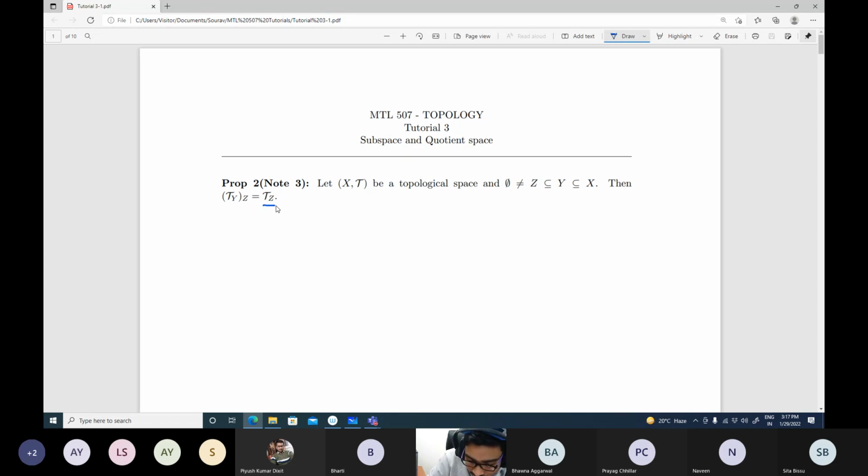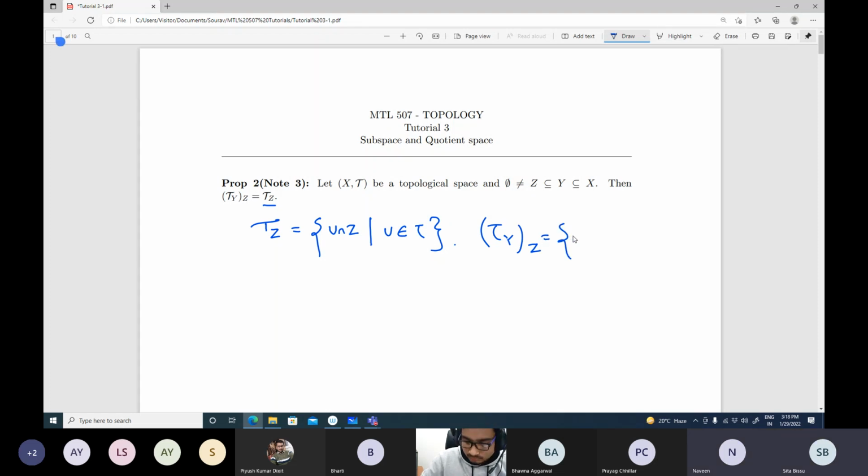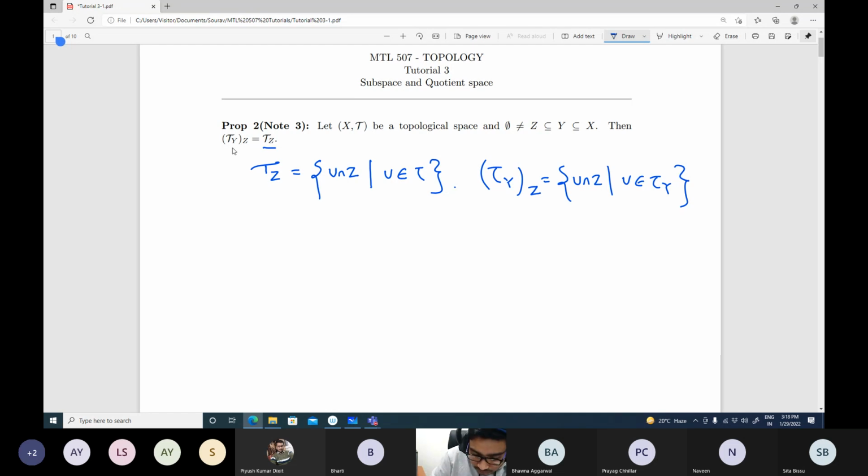So what is it? This tau Z, what are the open sets? U intersection Z, where U belongs to tau. And what is tau Y Z? This is U intersection Z such that U belongs to tau Y, right? Yes. So now, can you quickly prove this one?